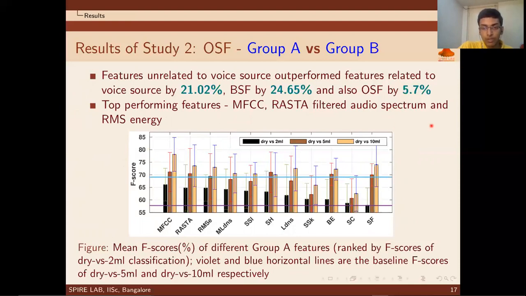When the performance of individual feature subgroups within the group A features was assessed, MFCC, Rasta filtered audio spectrum, and RMS energy were found to be consistently the top performing features in all three classification tasks. The feature subgroups also outperformed the baseline features in all classification tasks. This plot here shows the performance of each feature category sorted in decreasing order of F-scores after dry versus 2 ml classification.